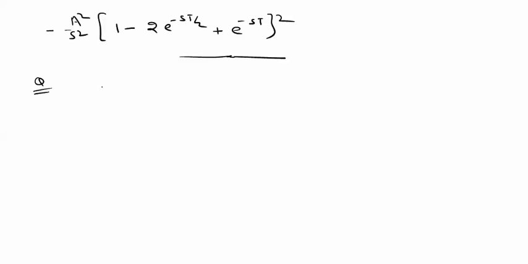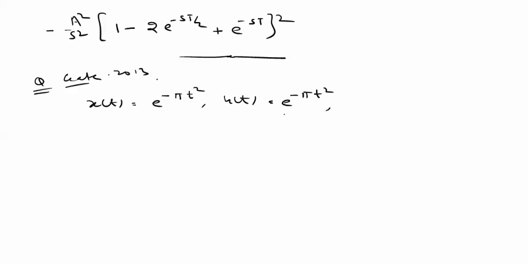One more question we will discuss, of GATE 13. In that question, x(t) is e to the power minus pi t square, and h(t) is e to the power minus pi t square.